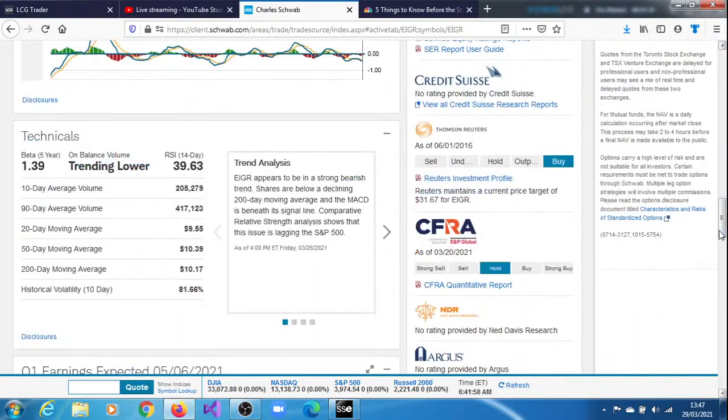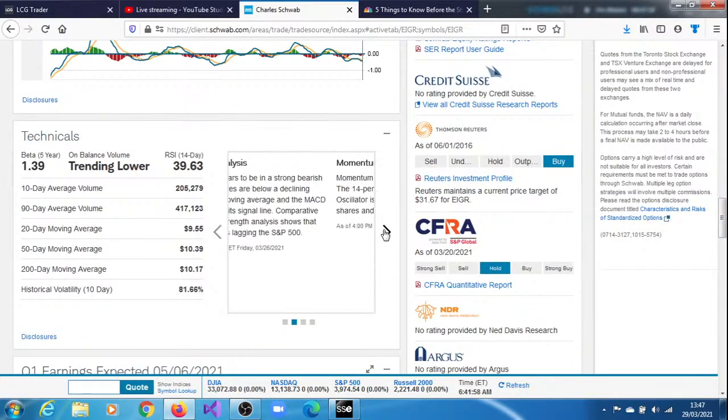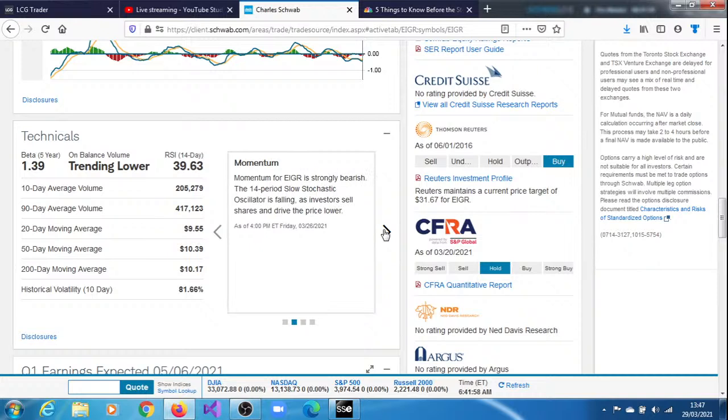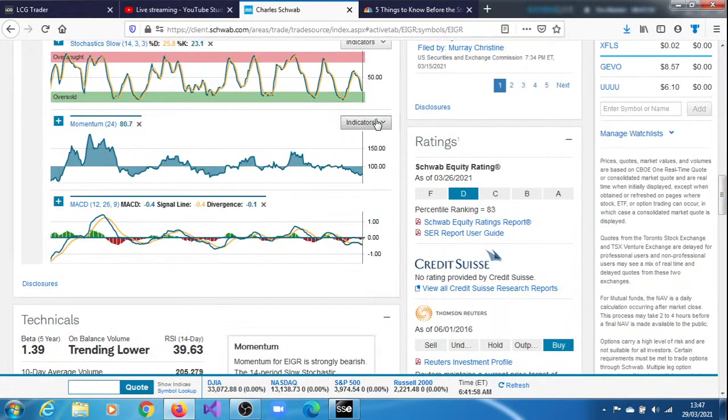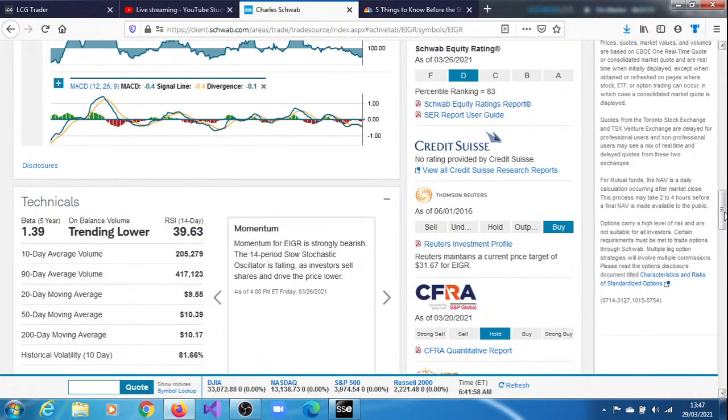Okay, so momentum for EIGR is strongly bearish. The 14-period slow stochastic oscillator is falling as investors sell shares and drive the price lower. So let's see. Yes, no doubt about that. You can see it's definitely declining. This is over the last 14 trading sessions.